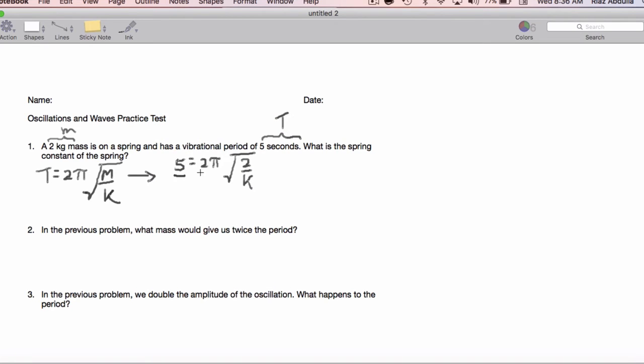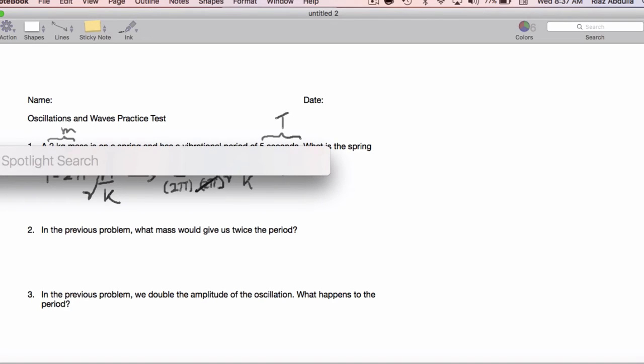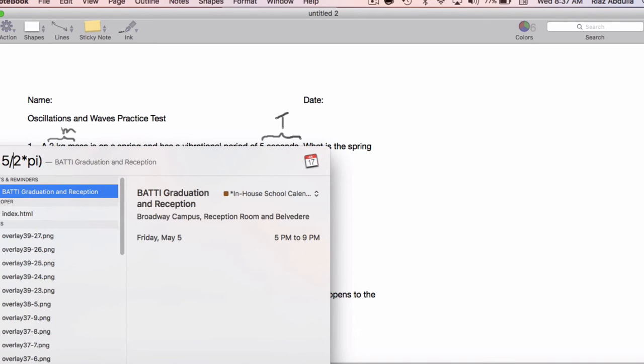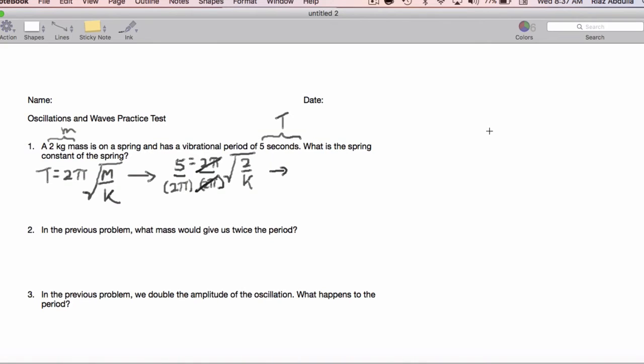I would recommend starting by dividing both sides by 2 pi. Notice that I use parentheses. You should do that on your calculator as well. That'll cancel this. When I put that in my calculator, again putting it in parentheses, what I end up getting is 0.796 equals the square root of 2 over k.